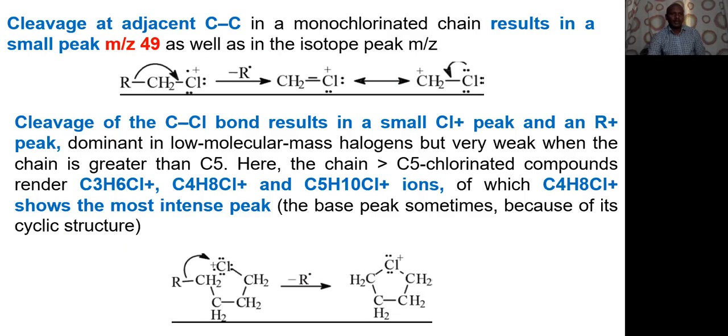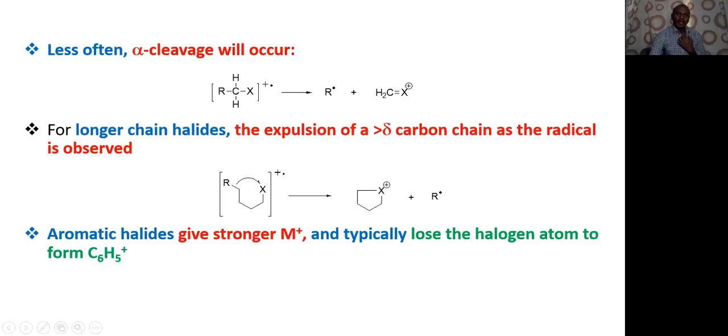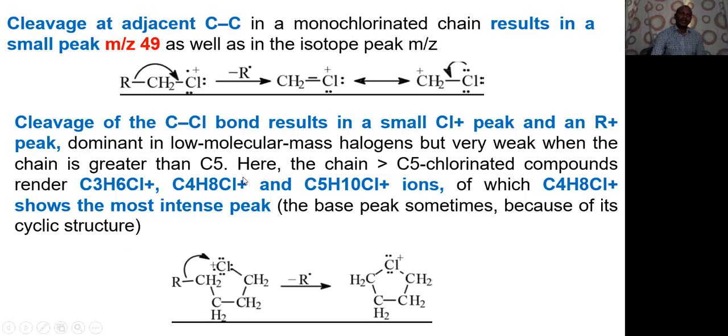Already we discussed long chain halides. With long chain halides, there will be gamma carbon atom expulsion, and you will typically find a 5-membered cyclic structure, which is prominent because the 5-membered structure is generally highly stabilized. So you have the expulsion of the gamma carbon atom and a 5-membered stabilized cyclic cation.